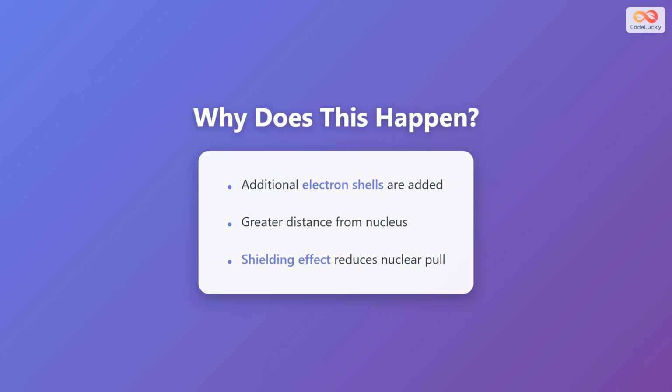Why does atomic radius increase down a group? As you move down a group, each element has additional electron shells added to its structure. More electron shells mean the outermost electrons are located at a greater distance from the nucleus. Additionally, inner electrons create a shielding effect that blocks some of the nuclear attraction. This shielding effect reduces the nuclear pull on the outer electrons, allowing the atom to expand and become larger.